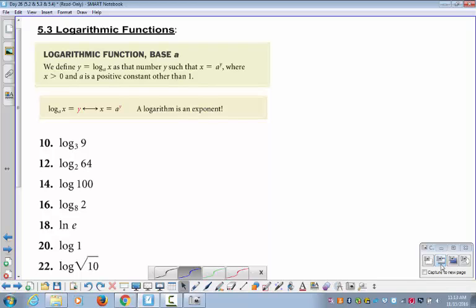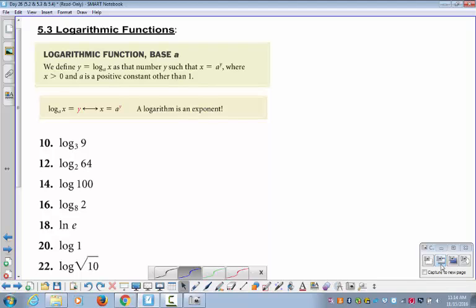Logs were created to deal with exponentials. Logs are inverses of exponentials. And we'll see that once we get to the graphing piece. Let's just go strictly from the definition of the log first, and then we'll go from there, and we'll get to the point where we identify the log as the inverse of the exponential.